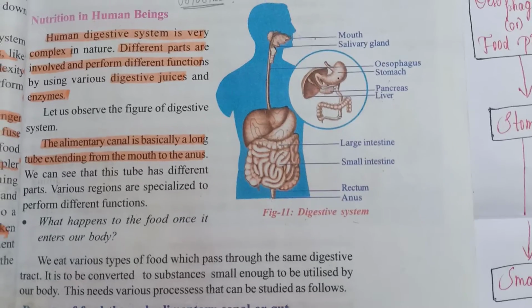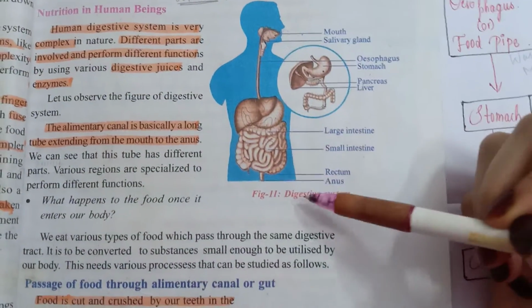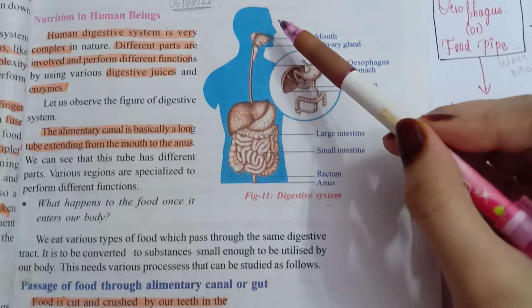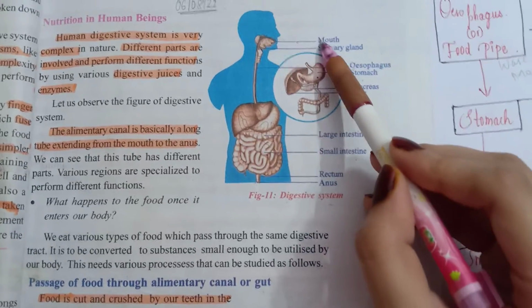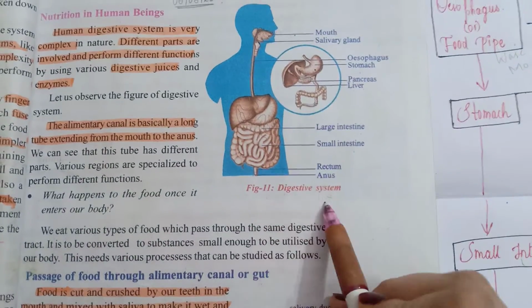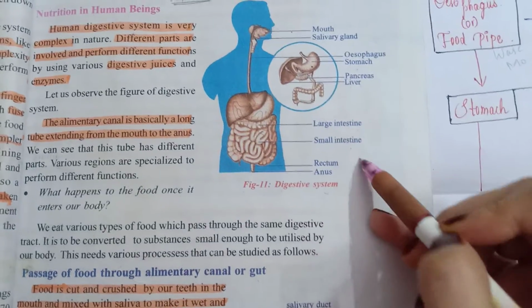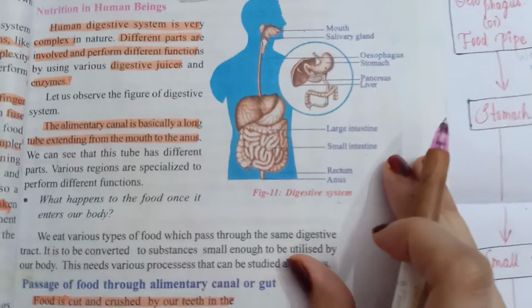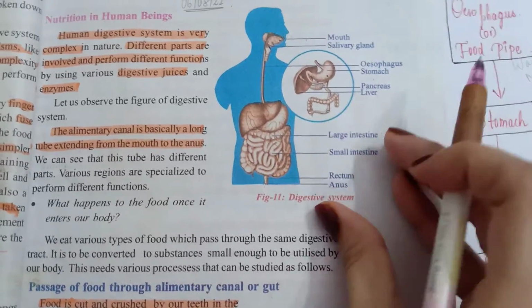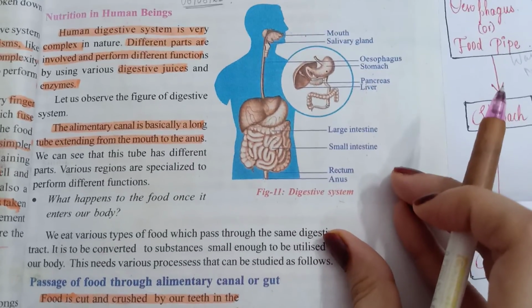Okay students, your homework today is to try to draw this digestive system, showing these parts with labels. Draw this diagram and submit it in your groups. Okay, thank you students, have a nice day.